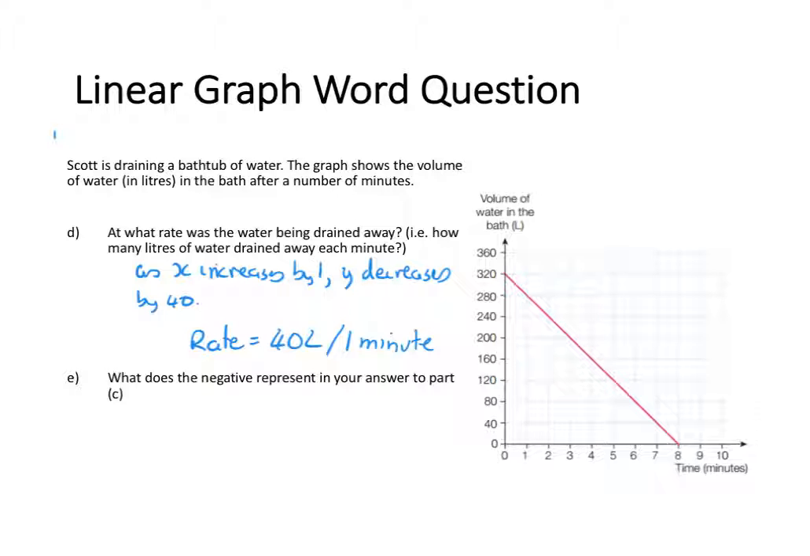The next question asks, what does the negative represent in the answer to part C, which was that our gradient was equal to negative 40? The negative represents that it is a negative gradient. That means that the line is sloping downwards. So for our question, it means as our x value increases, as our time increases, our y value, the volume of water in the bath, is decreasing. So the negative represents that the water is decreasing.